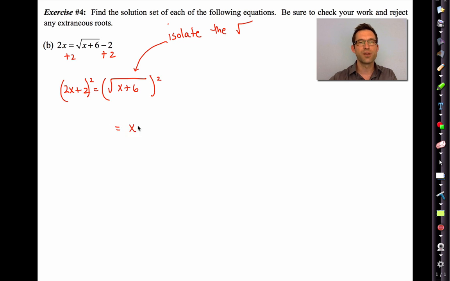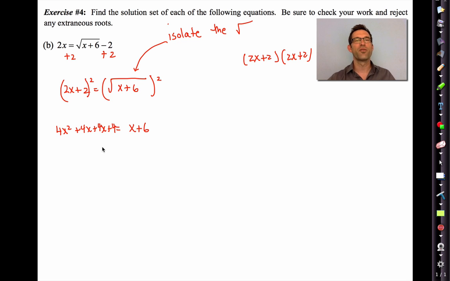Now on this side, it's no issue. It's x plus 6. But again, 2x plus 2 times 2x plus 2, what would I have? I'd have 4x squared plus 4x plus 4x, whew, plus 4. Do you love all the 4's there? It's because of all the 2's here. Let me clean that up a little bit. 4x squared plus 8x plus 4 equals x plus 6.